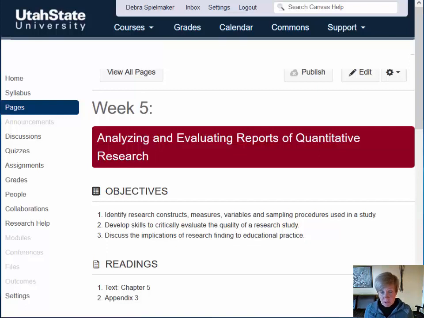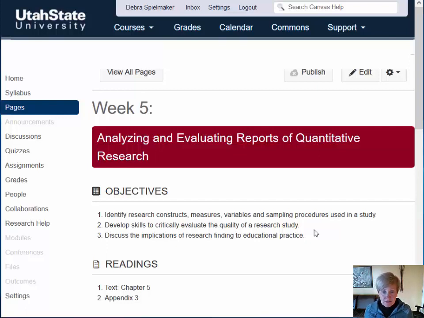So this week is really all about looking at quantitative research, and the objectives are to identify research constructs, measures, variables, and sampling procedures that are used in a study. Those are terms that are introduced in your text. There are also things I'm going to ask you on the quiz, and things that you're going to need to know and understand for the discussion.